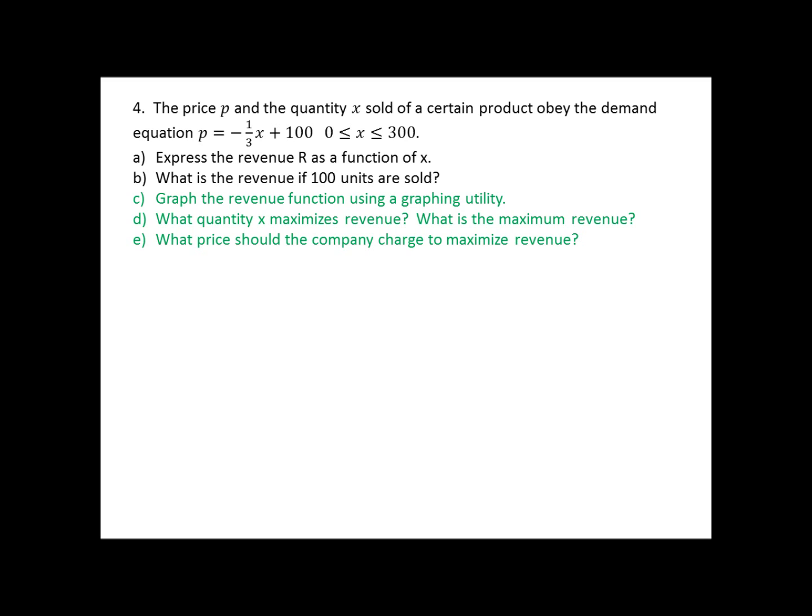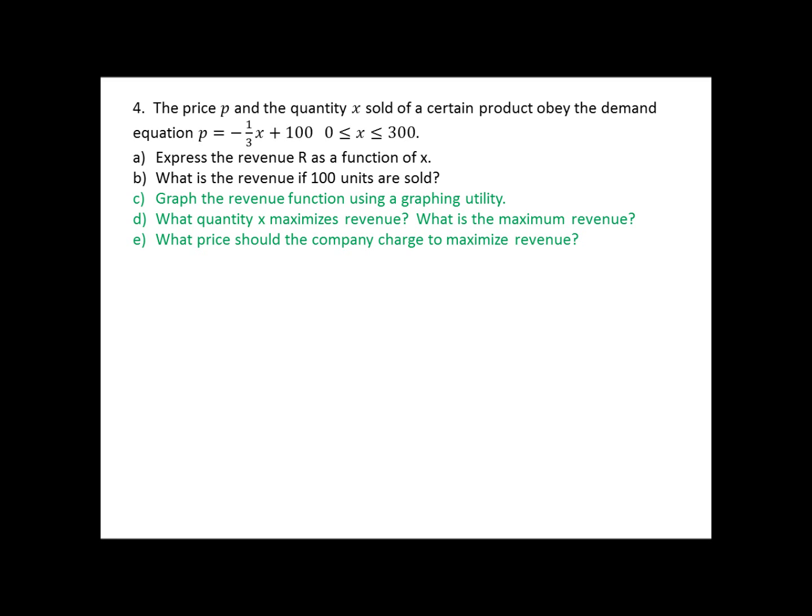Number 4. The price P and the quantity X sold of a certain product obey the demand equation P equals negative 1/3 X plus 100. We're told that the domain is between 0 and 300 units. Part A: express the revenue R as a function of X.